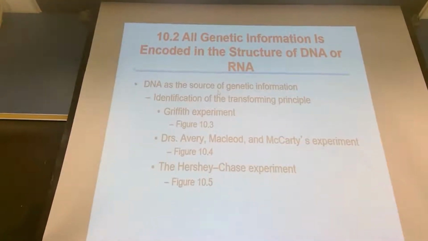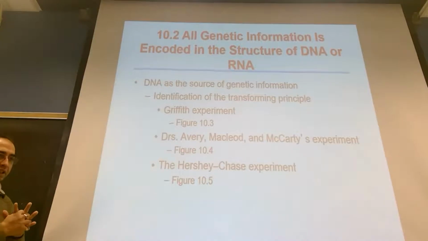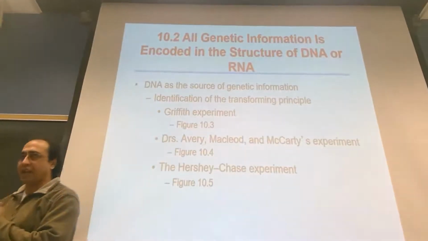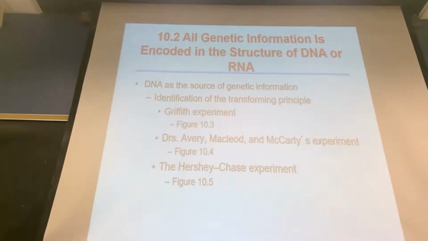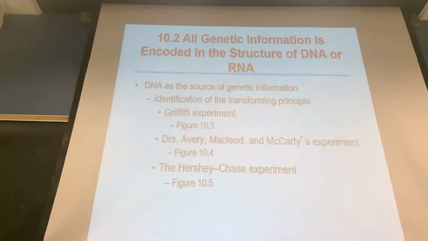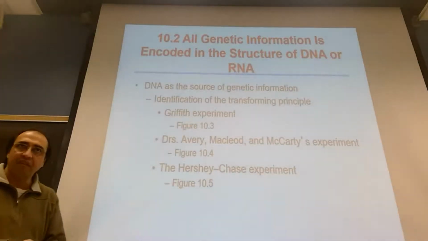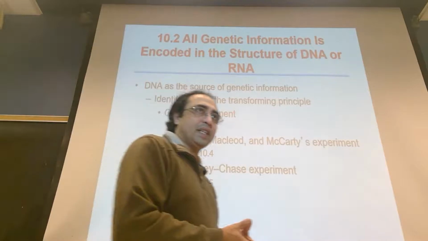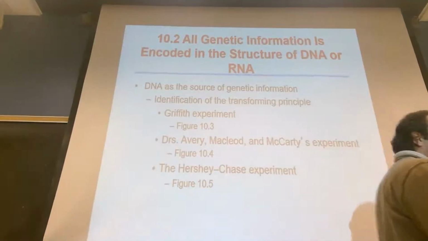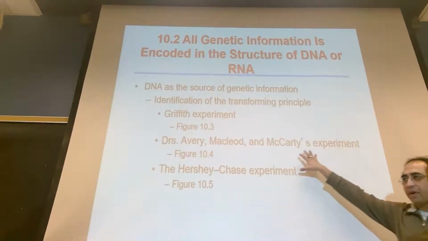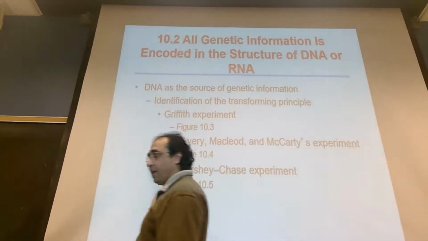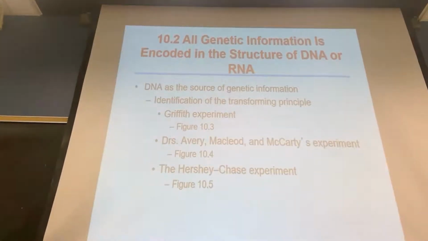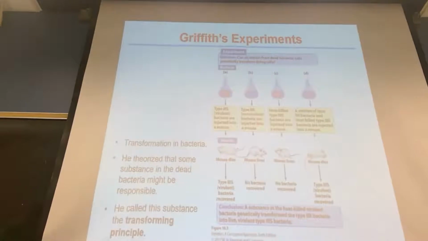So the first thing is that we have to find out whether DNA is the genetic material. That was the first question: whether DNA is the genetic material, or some other protein, or carbohydrates. We didn't know that. Based on that question, we have a couple of experiments here. The first one is for Griffith.